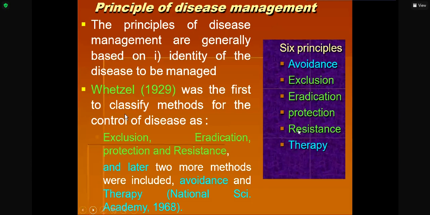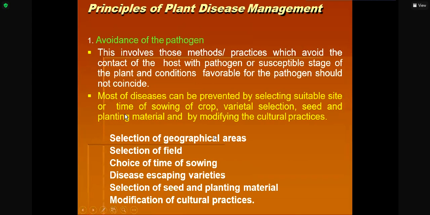So there are actually four principles of plant disease management: exclusion, eradication, protection, and resistance. Initially proposed by Whetzel in 1929, and later on two other principles were added, for example, avoidance and therapy. What is avoidance? You can see here, the methods and practices which avoid the contact of the host with the pathogen, or the susceptible stage of the plant and conditions favorable for the pathogen should not coincide.